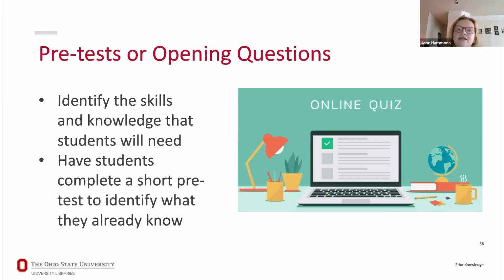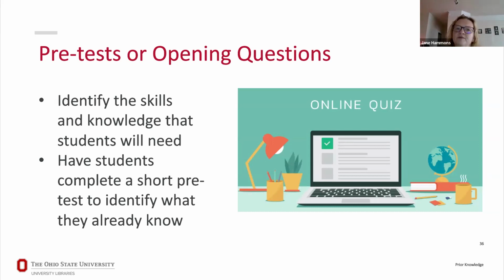Kate mentioned earlier in the chat, pre-tests or opening questions. I know we often don't like to give too many quizzes or too many pre-tests, but if we can give short pre-tests or have students do just opening questions, thinking about what are the skills that students need to learn to complete this assignment. If I'm having my students do a research assignment, if they're doing a literature review, or an annotated bibliography, I want them to find a scholarly article. What are the skills that students need to know to be able to do that? And do a quick little test. This can be online, it can be in person, using your learning management system, using pen and paper, lots of ways that this could work out.